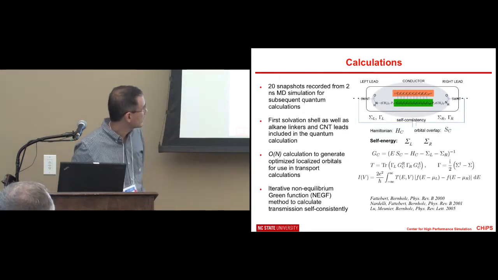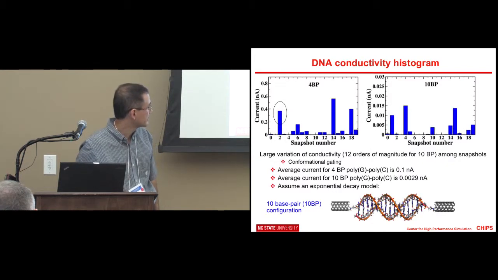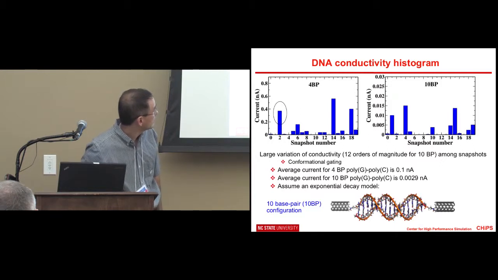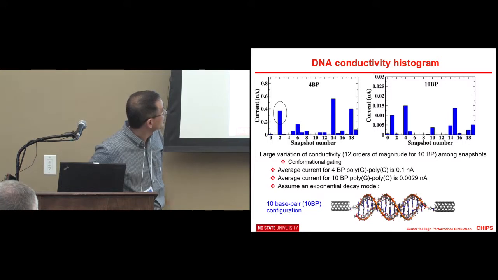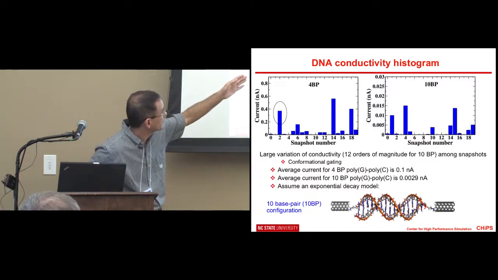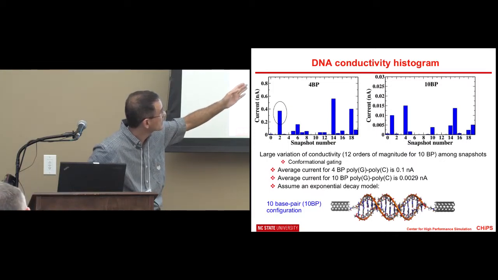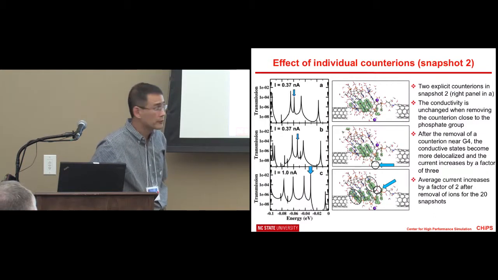So we used order-n calculations. These are based off of RMG, the same basic code, and the non-equilibrium Green's function method to calculate the transmission. And you can see the different snapshots, number of base pairs, and the current. So you see that the conductivity or the transport is varying by quite a bit, which is in agreement with what you would see experimentally. Now, what were the mechanisms?